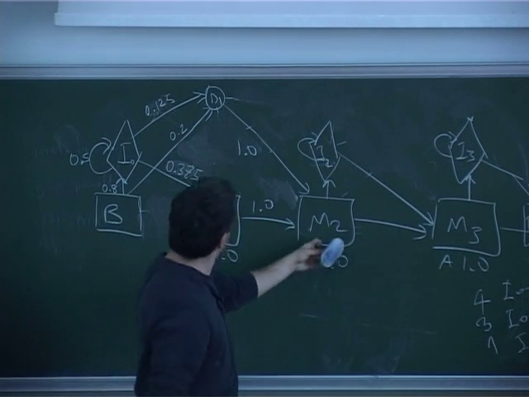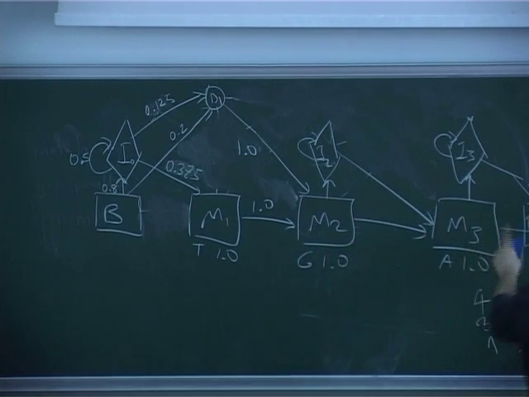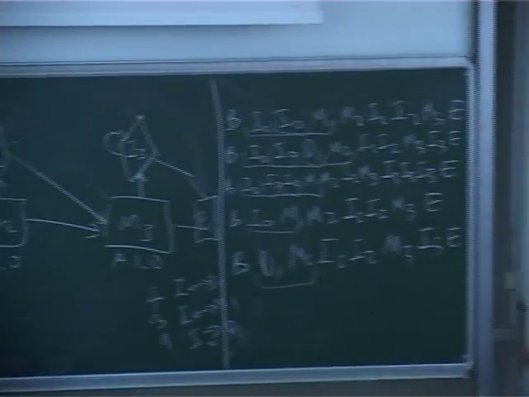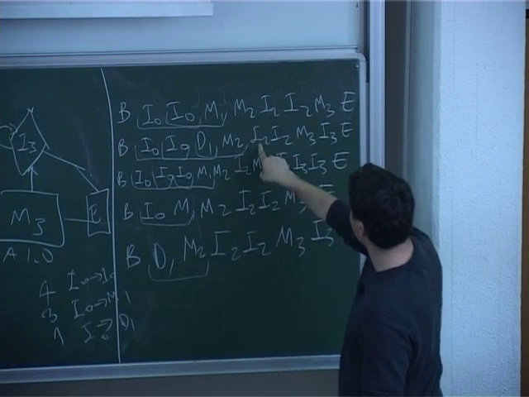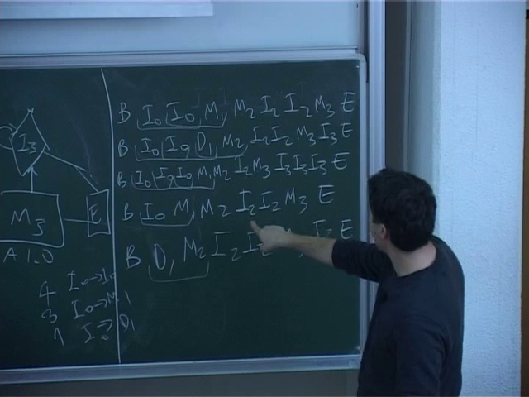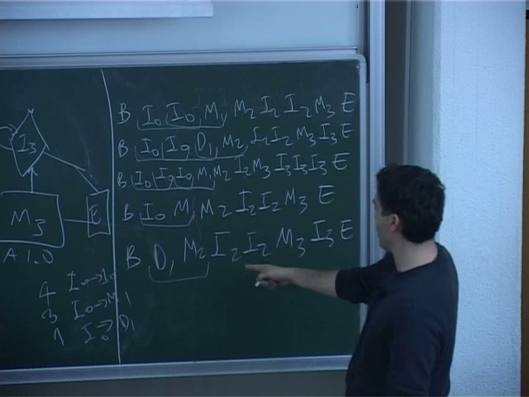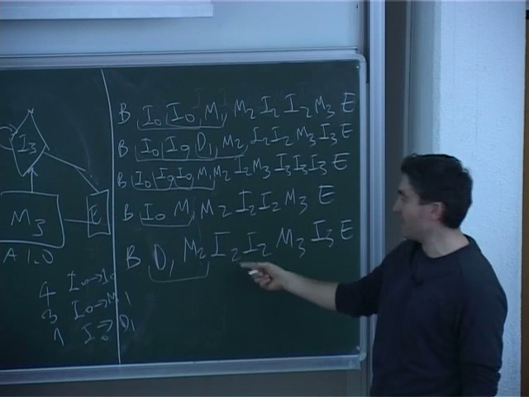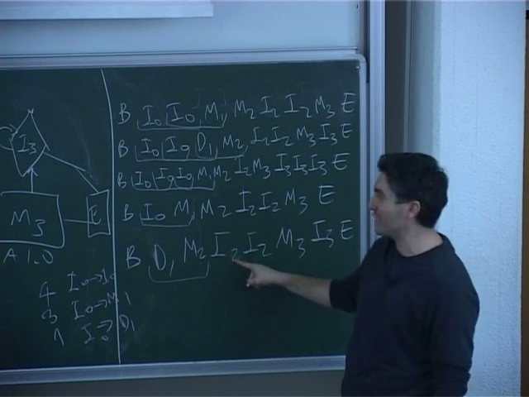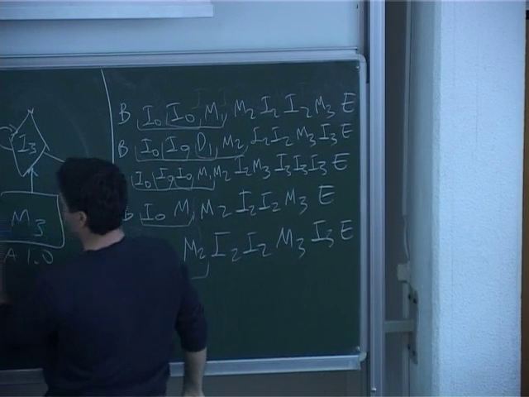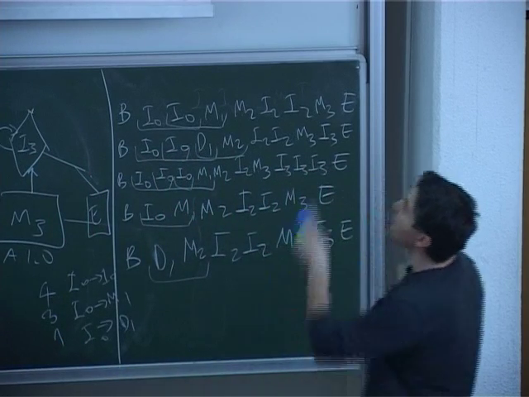Now M2, I have something else. I have two outgoing arrows, so sometimes I go from M2 to M3, sometimes M2 to I2. So here, let's count them. M2 to I2, 1, M2 to I2, 2, 3, 4, M2 to I2. I don't have an M2 to M3 transition. Every sequence that visited M2 visited the second insert state. So this arrow, although it's in the structure, is never visited. There's no sequence which goes directly from M2 to M3.